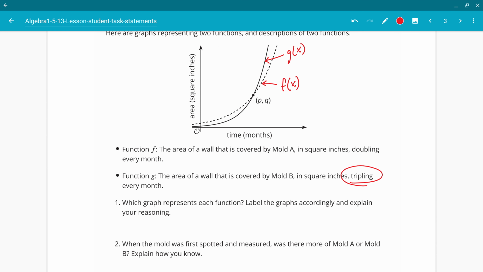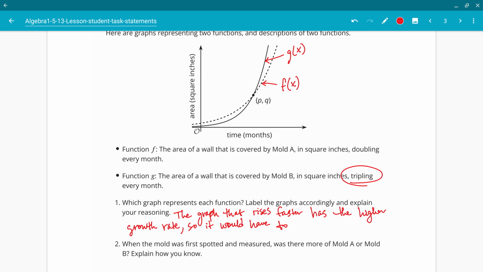So how do we know? The graph that rises faster has the higher growth rate. So it would have to be g of x.